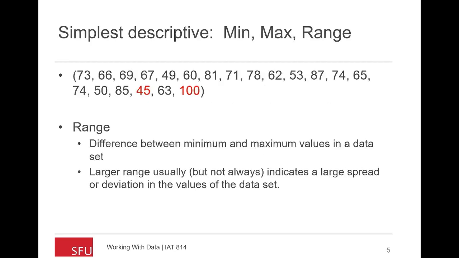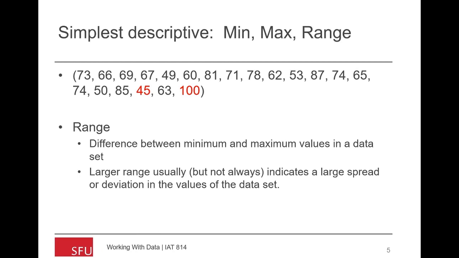But what we're going to do now is focus on the simplest end of this thing, and that is descriptive statistics. So the simplest descriptive is the minimum and the maximum and the range. So we have here in our slide a very simple little data set with these numbers ranging from 45, as is highlighted in red, to 100. And, you know, they are integer numbers in this list. And range is simply the difference between the minimum and maximum values.